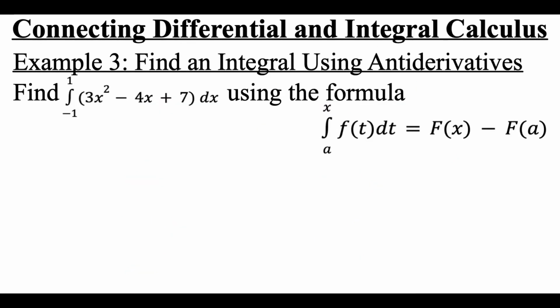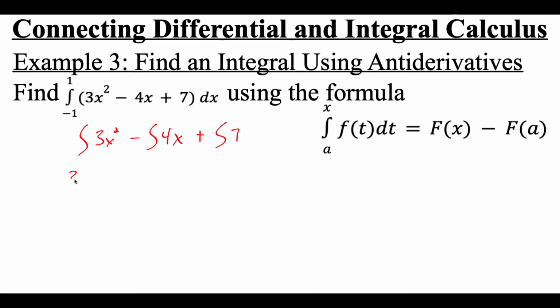Now one more example in here. We're going to find the integral of 3x squared minus 4x plus 7 dx from -1 to 1, again using our formula. Now in here, because there's a bunch of things being added or subtracted, we've got a property of integrals that says that we can integrate each piece individually and then just do the appropriate operation between them. So that's what I'm going to work on doing. I'm going to integrate first the 3x squared.